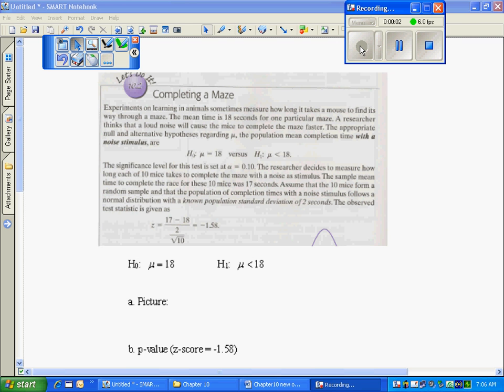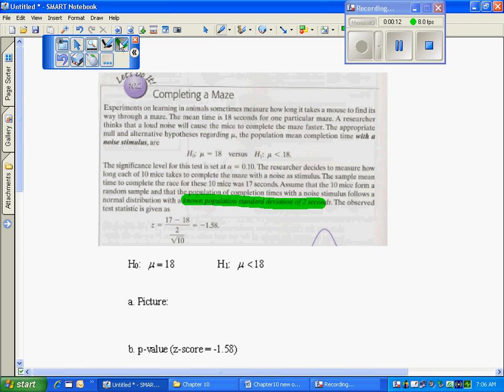Of examples on how to do a hypothesis test when the population standard deviation is known. If you look at the Let's Do It 10.2, it's a known standard deviation population of 2. This occurs very rarely, only in theory. So we'll use some theoretical type questions, and then we'll move to some that would actually occur in the real world. If you notice, we're talking about mice through a maze.